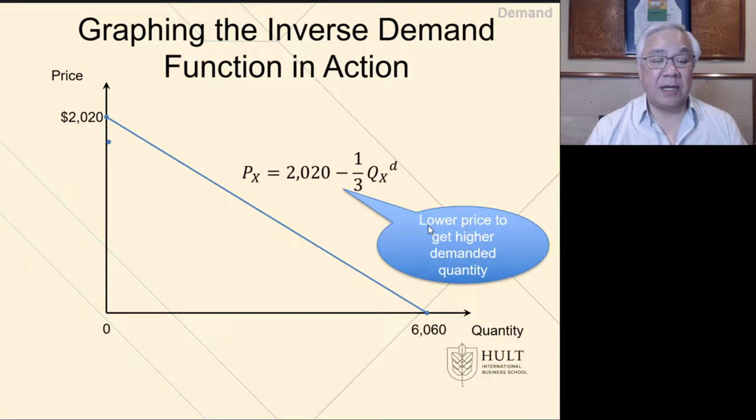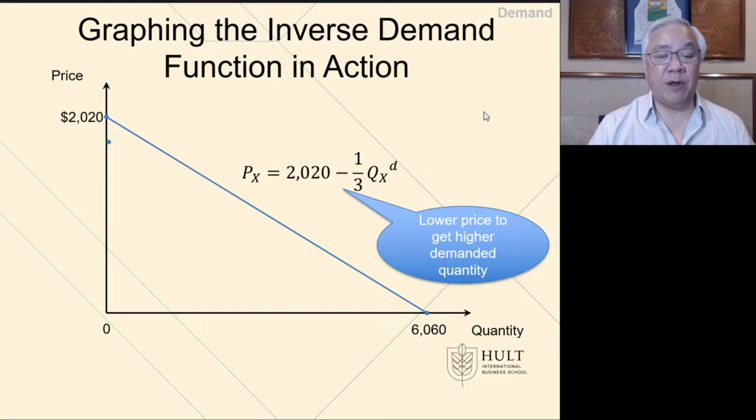The equation that we just carried forward has 2020, which is the intercept on the vertical axis, and then the negative slope means it's downward sloping at a rate of 1 divided by 3 for every unit we move to the right. The price will drop by 1/3 of a unit, or 1/3 of a dollar in this case.